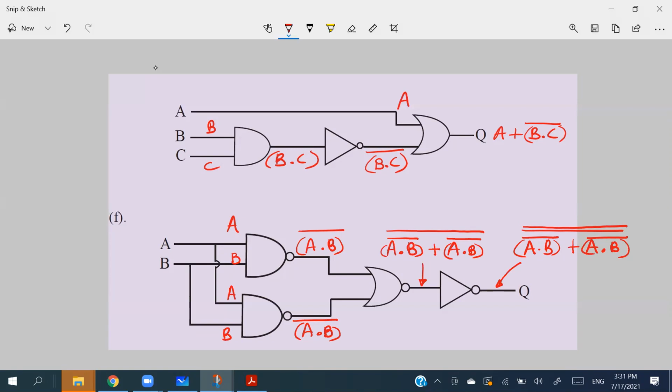When you have identical bars together at one place, we can cancel those bars. So your answer is going to be A dot B bar plus A dot B bar.